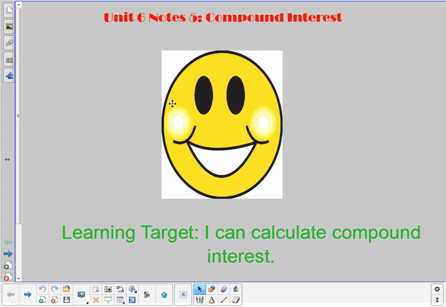Today we're talking about compound interest. This is our first lesson after the first Unit 6 quiz, so yeah, we're just talking about compound interest today. Compound interest is something that is kind of like exponential growth. It's equations that are growing, but the equation is a little bit different. There's a little bit of a twist to it.